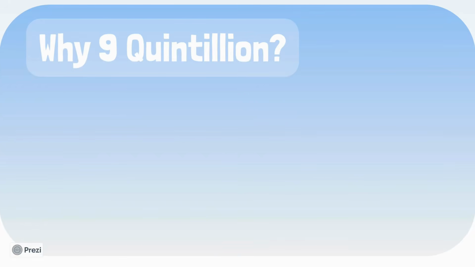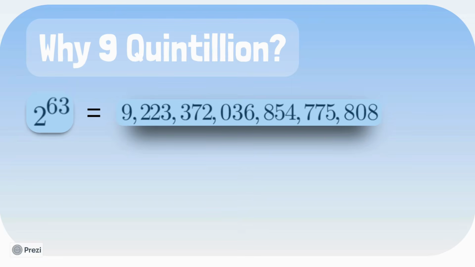Why is it 9 quintillion? If we know that each game has two possible results, either Team A or Team B wins, we can use that as our multiplier or base in our exponent. The exponent will come from how many possible games there are. As discussed earlier, there are 63 games in the NCAA tournament, giving us 2 to the power of 63, which equals just over 9 quintillion possible scenarios.